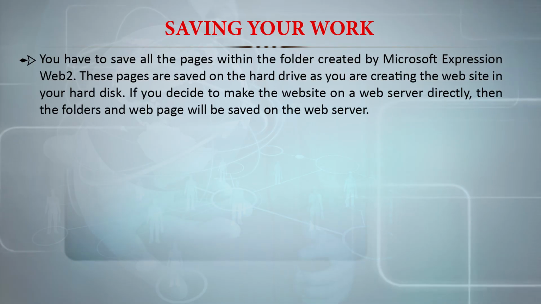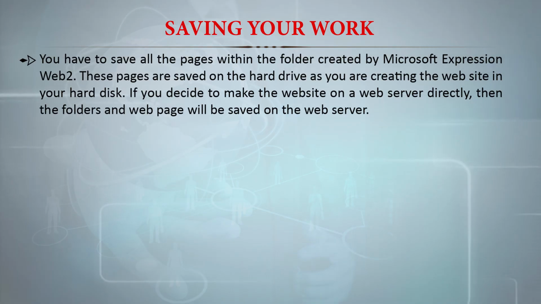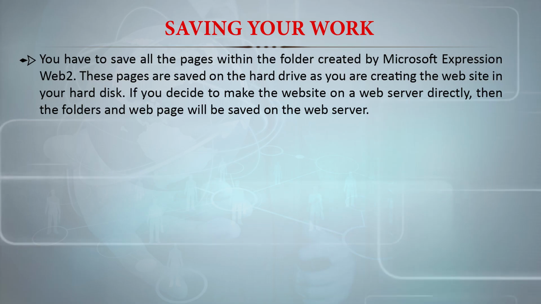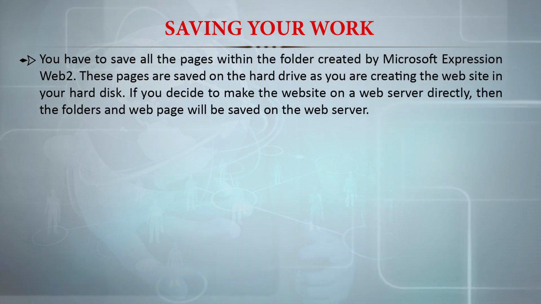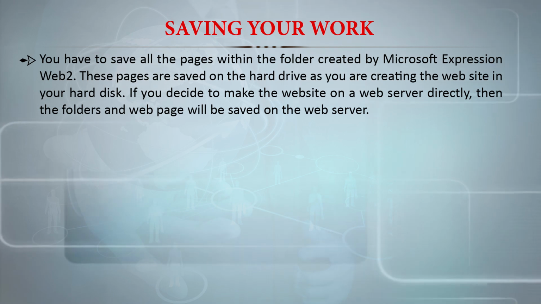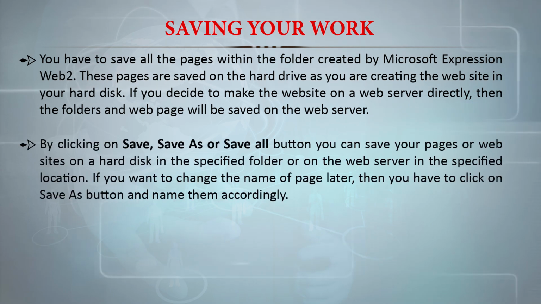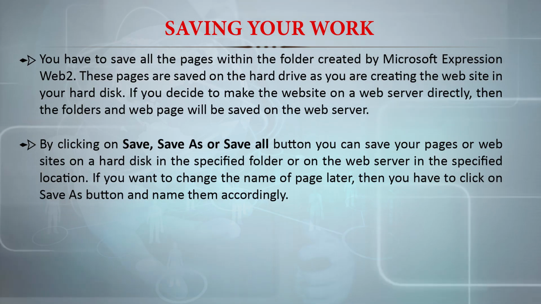You have to save all the pages within the folder created by Microsoft Expression Web. These pages are saved on the hard drive as you are creating the website on your hard disk. If you decide to make the website directly on a web server, then the folders and the web pages will be saved on the web server. By clicking on the Save, Save As or Save All button, you can save your pages or websites on a hard disk in the specified folder or on the web server in the specified location.